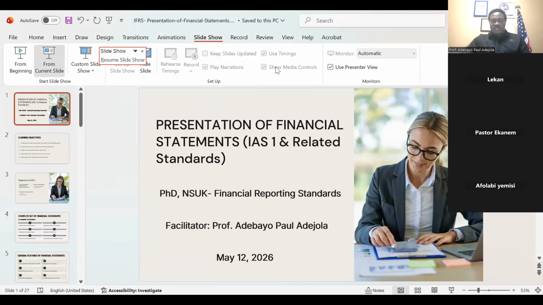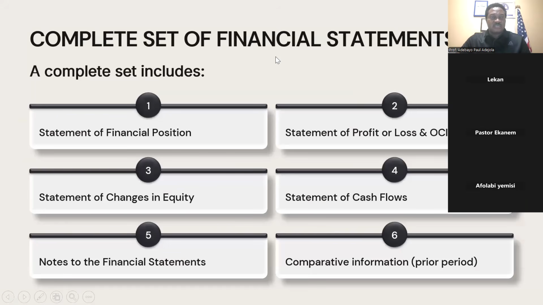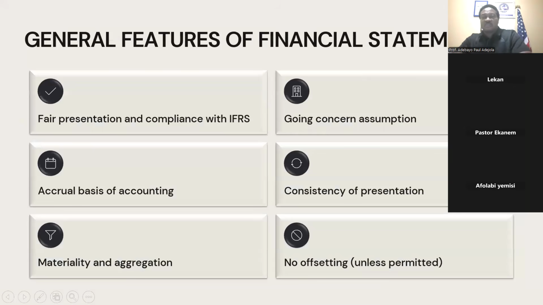We said a complete set of financial statements include statement of financial position, statement of profit or loss and comprehensive income, statement of changes in equity, statement of cash flows, notes to the financial statements, then comparative information. We'll make this as fast as we can. General features of financial statements.